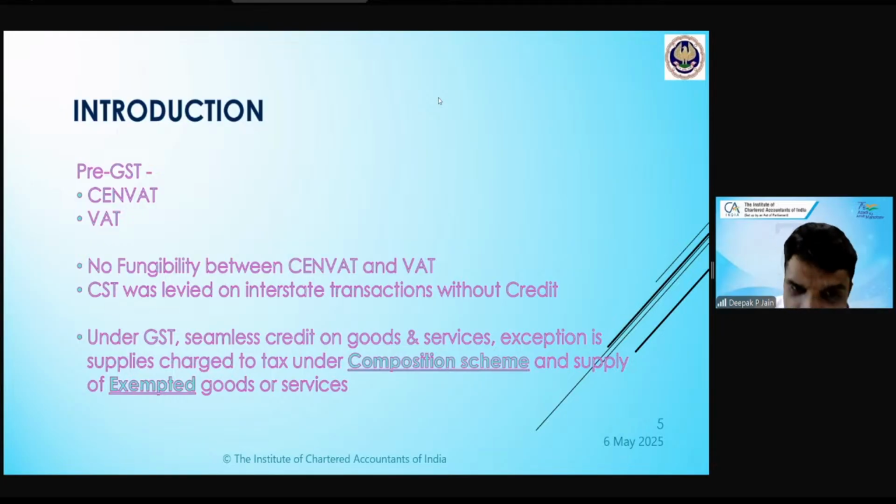What is the composition scheme, sir? We have discussed it, Nidhi, the composition scheme, right? It is a scheme wherein, instead of paying tax at a higher rate, your turnover is restricted up to a certain limit, whatever supplies or purchases you are making. On that, you will not get the credit, but you have to pay a lower rate of GST on your outward supply. Got it?